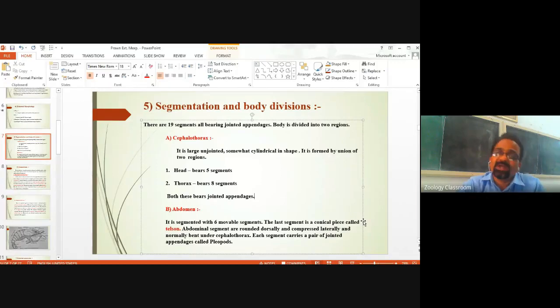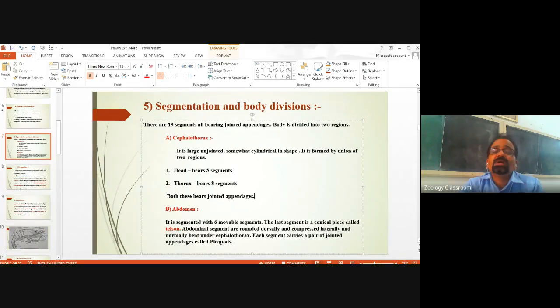cephalothorax. That's why when you see this animal in the catch, the prawn looks like a comma. Do you ever see a prawn straight? No. It looks like a comma, because the abdominal segments are bent under the cephalothorax. Each segment carries a pair of jointed appendages called pleopods, and the last one is the uropod.